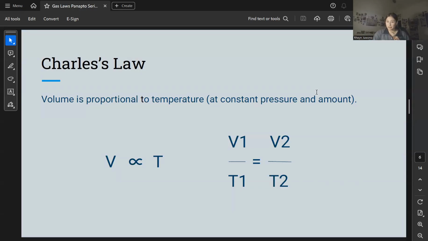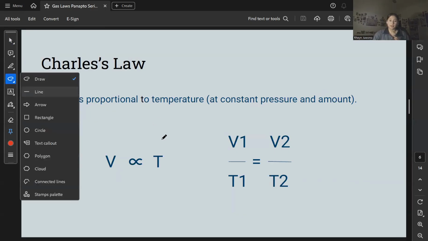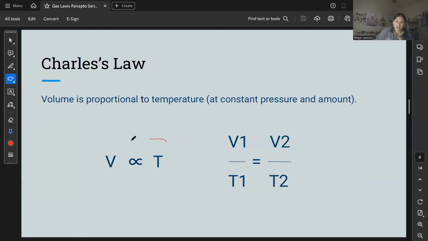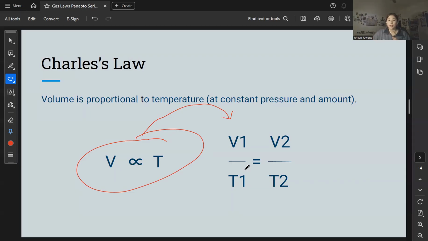So this is Charles's law. Volume is proportional to temperature at constant pressure and amount. And like we saw with Boyle's law, we can take this abstract relationship and make it into a workable equation. So initial volume over initial temperature should equal final volume over final temperature. This is intuitive, the ratio of volume to temperature should be constant if they are proportional.